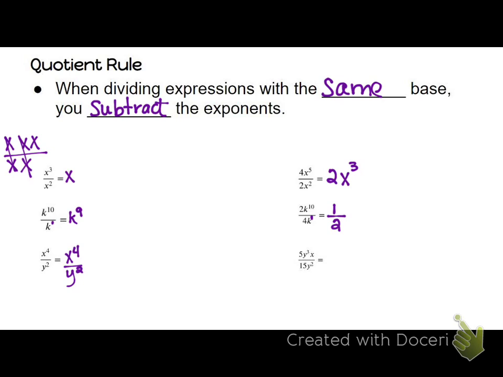What am I going to do with the exponents? Subtract them. So what's my exponent? 10 minus 1, which equals? 9. Okay, so that's going to go on the top here. So 1k to the 9th over 2. Okay?